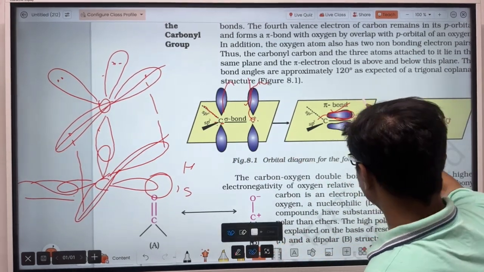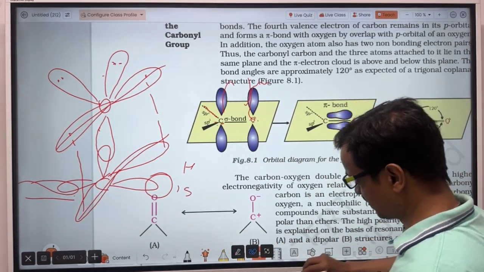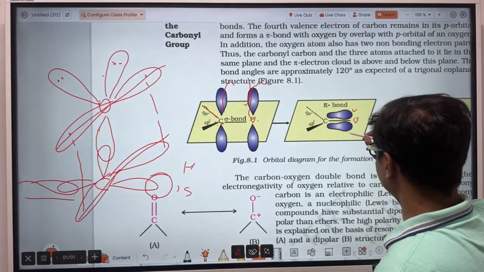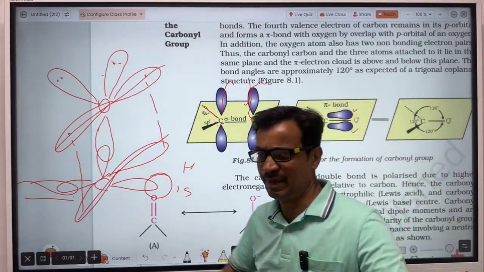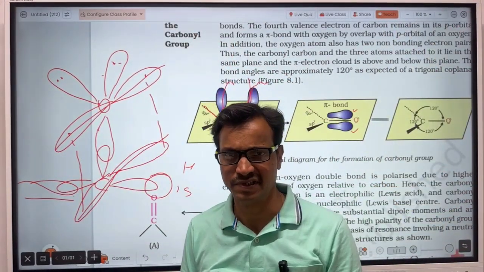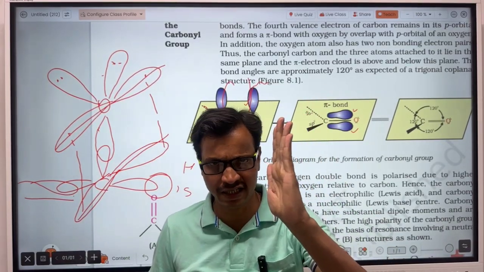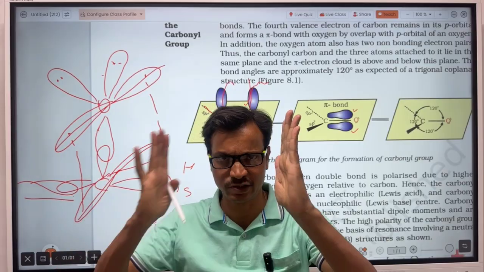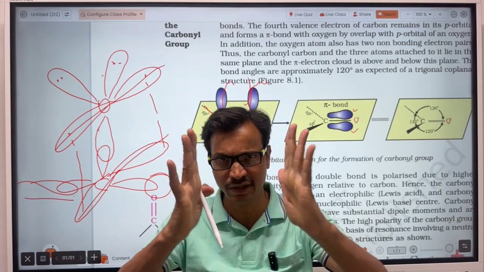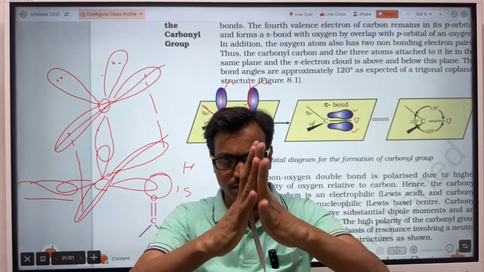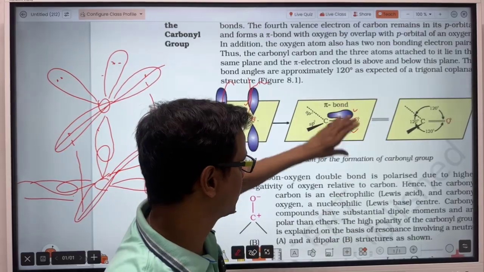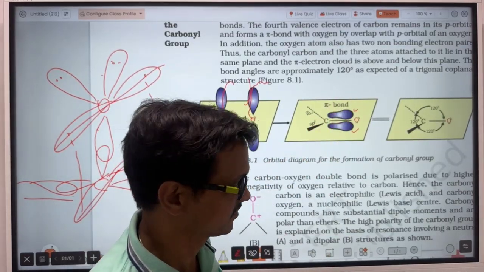When you watch the extent of overlapping, in this shape the above portion will merge and the below portion will merge, and there will be portions of the unhybridized p orbitals which will not merge. So the merged portion has been shown like this.